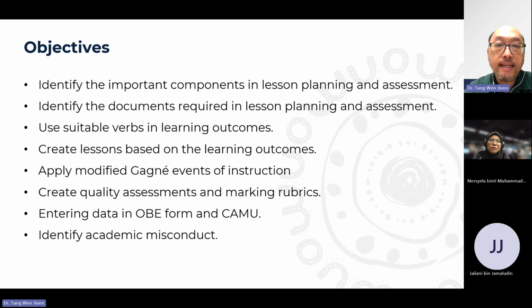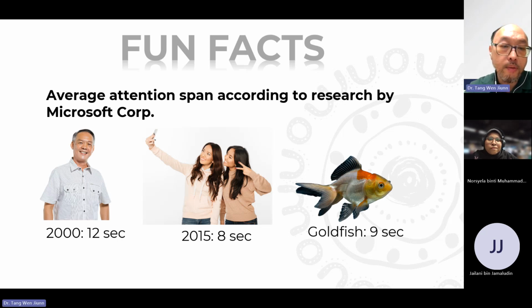So we are looking at: identify the important components in lesson planning and assessment, identify the documents required in lesson planning and assessment, use suitable verbs in learning outcomes, create lessons based on the learning outcomes, apply the modified Gagne's events of instruction, create quality assessments and marking rubrics, enter data in OBE form and CAMU, and identify academic misconduct. Okay, so those will be our objectives.